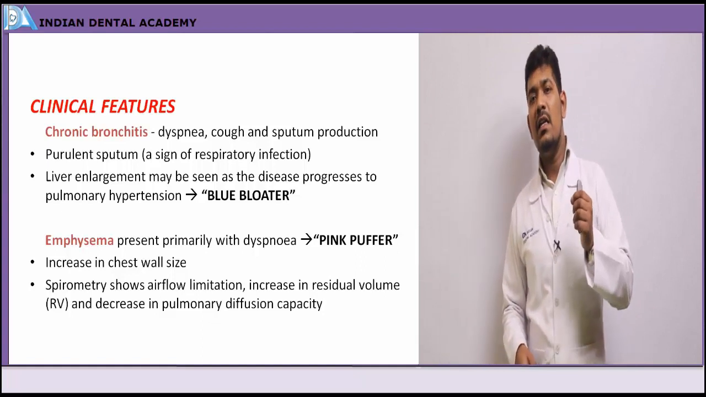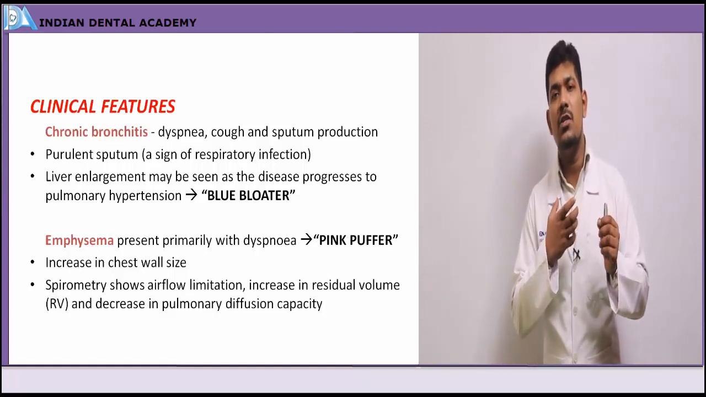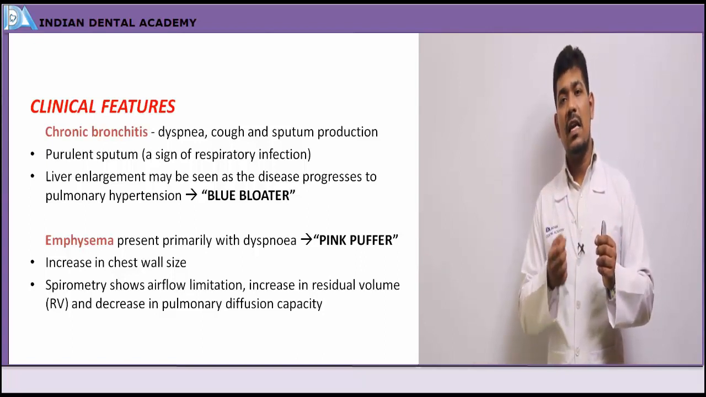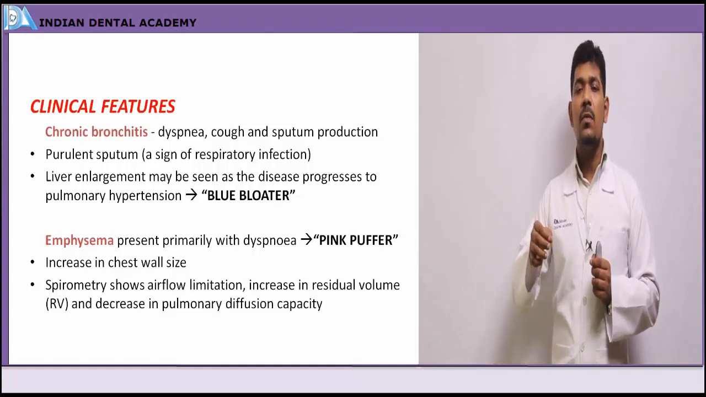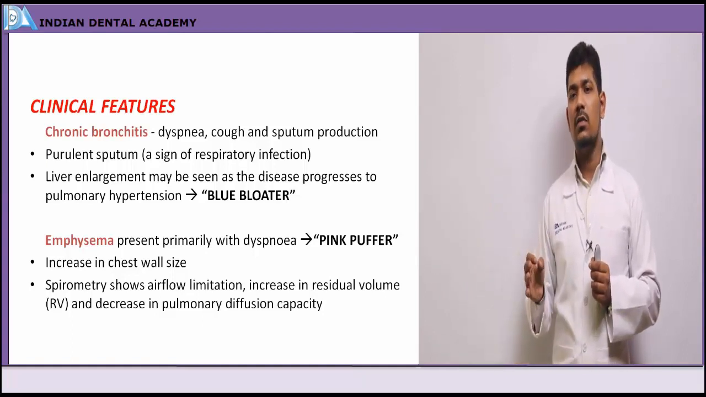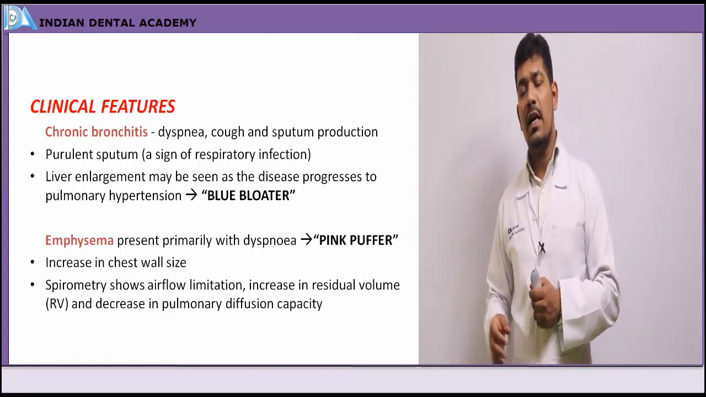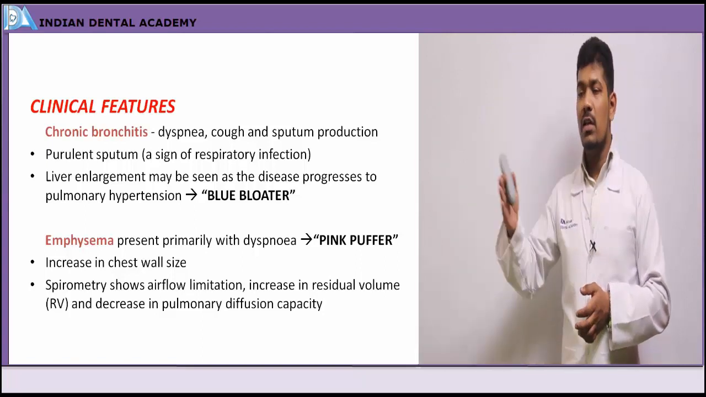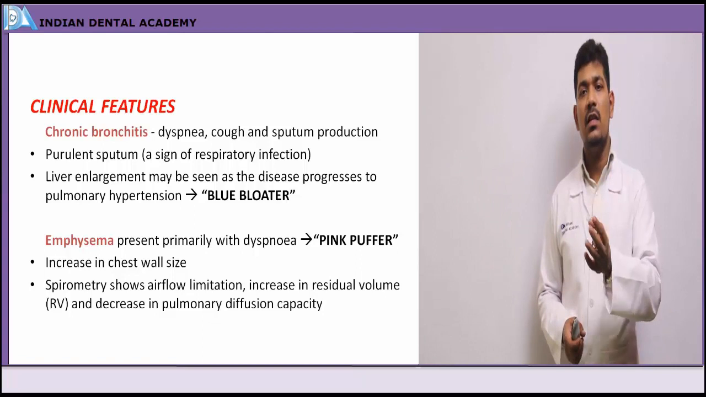So typically these patients are seen to have a bluish tinge all over the face and the neck region. That is because of the cyanosis which is produced because of pulmonary hypertension. So a synonym known as blue bloaters is attached to these kind of patients suffering from chronic bronchitis. That blue bloater is because of the cyanotic bluish color which is seen in these patients.